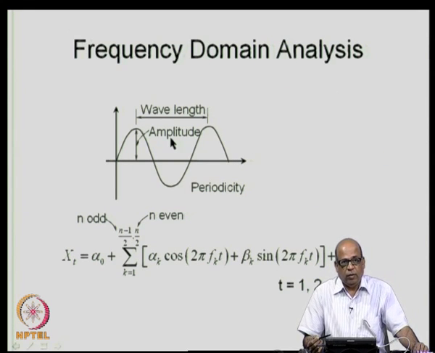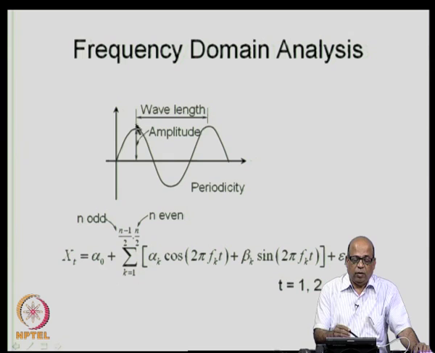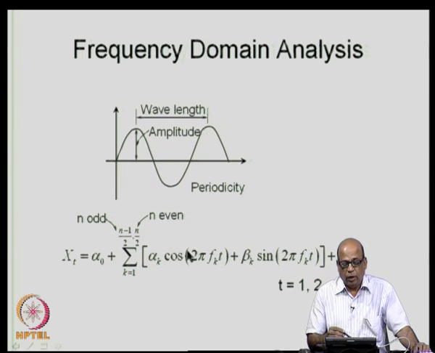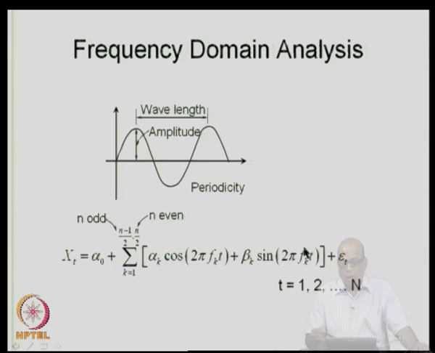Just a preliminary recap of what we mean by frequency domain analysis. We have the concepts of the wavelength, the amplitude and the periodicities. We express the x t time series as a combination of cosine waves and sine waves, and there is a random component associated with this. N is the sample size here. I will discuss this again in detail in the next lecture, but just to give you a flavor of what we do in the frequency analysis, x t is our time series. We express this as consisting of cosine and sine waves with different harmonics.